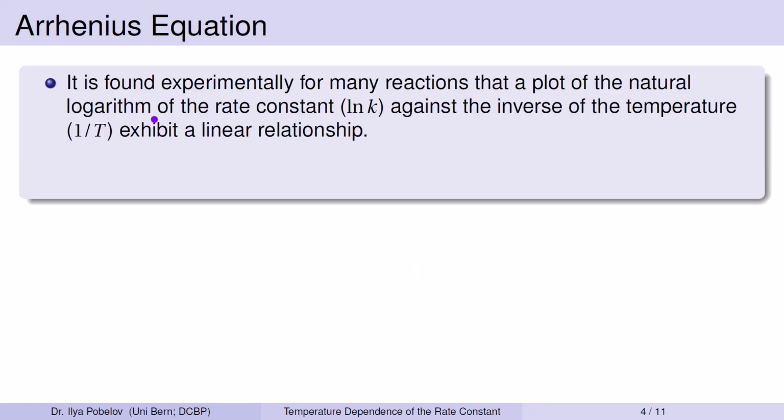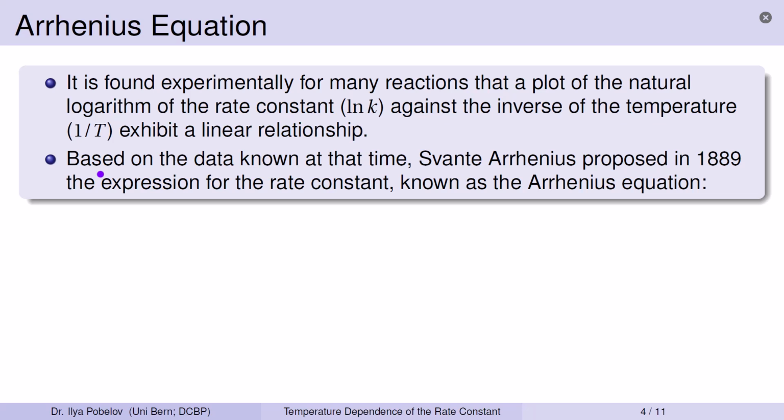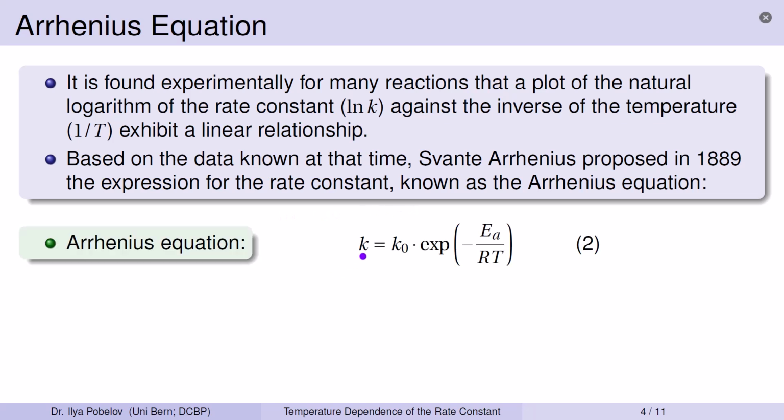It is found experimentally for many reactions that a plot of the natural logarithm of the rate constant, ln K, against the inverse of the temperature, 1 over T, exhibits a linear relationship. Based on the data known at the time, Svante Arrhenius proposed in 1889 the following expression for the rate constant, known as the Arrhenius equation. K is equal to K0 times the exponent of the negative of EA divided by RT.